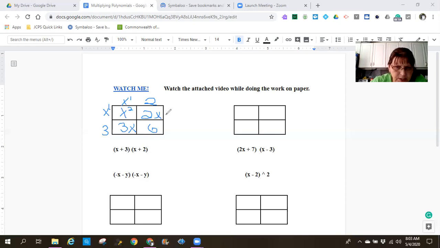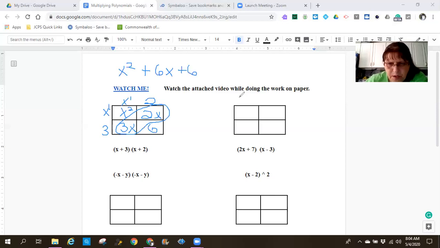These two right here, we're going to combine like terms. So we have X squared plus 2 times 3 is 6. We don't add the X's, so we leave them together. And then we have plus 6. All right, that's the answer to that one.